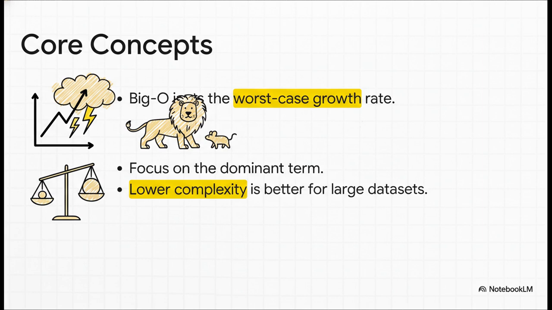Remember these key ideas. First, Big O is all about that worst-case growth rate. Second, you always focus on the dominant term, the one that grows the fastest. Third, for really big data sets, a lower complexity is almost always going to win. And finally, as we just saw, don't forget those constants. Real-world performance is a mix of the Big O theory and those pesky constant factors.